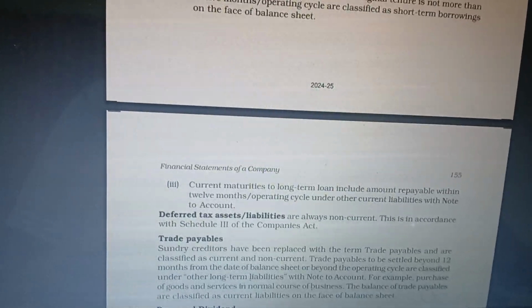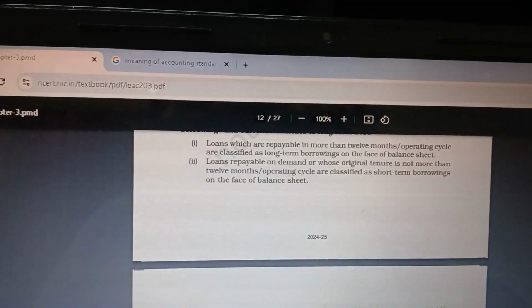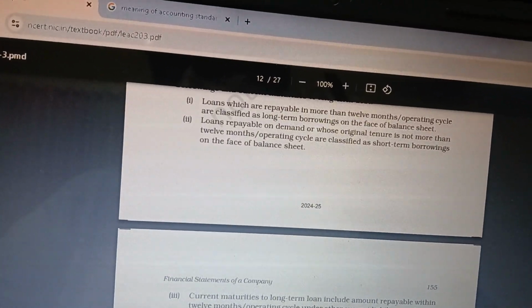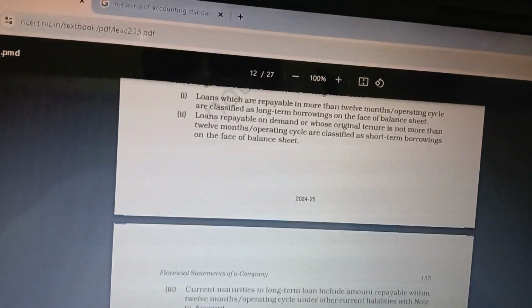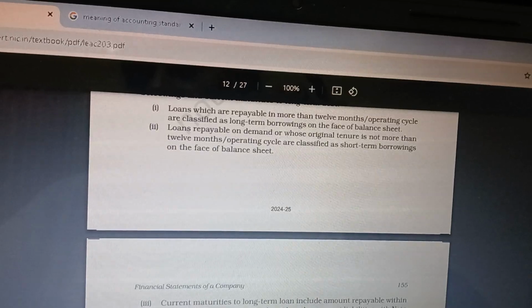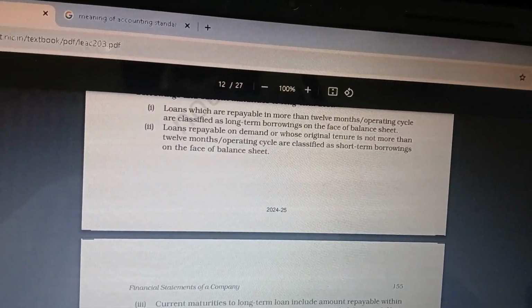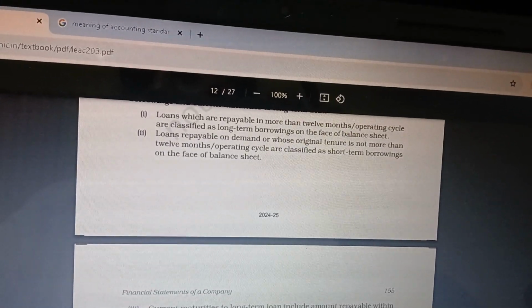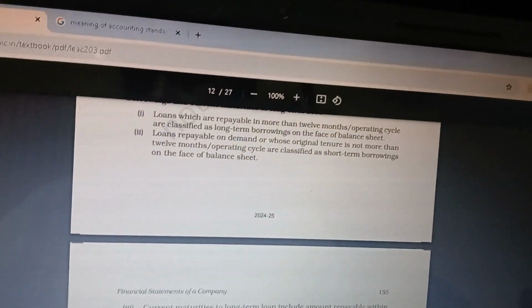Then deferred tax assets or liabilities. What is this? It is an item that results from the non-payment, or from the overpayment or advancement of tax. That is referred to as deferred tax assets or liabilities, and it's always shown as non-current. This is in accordance with IAS, which means International Accounting Standard 1.